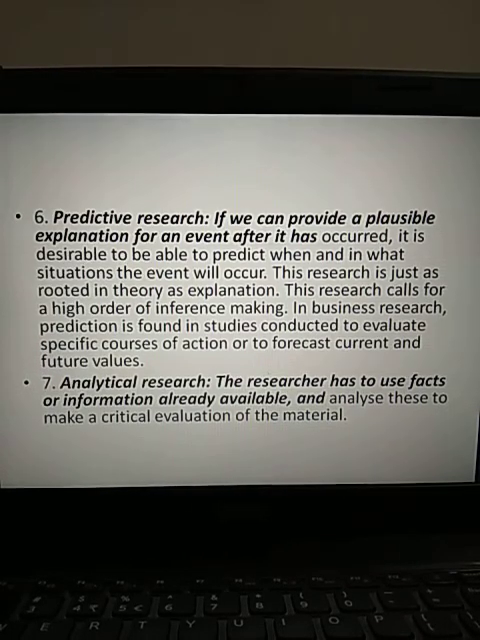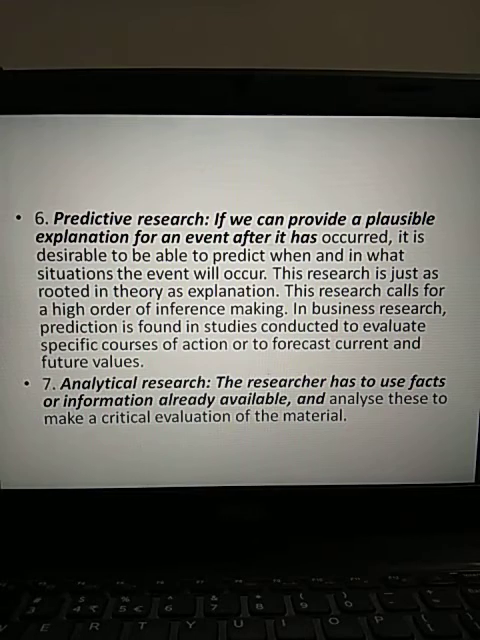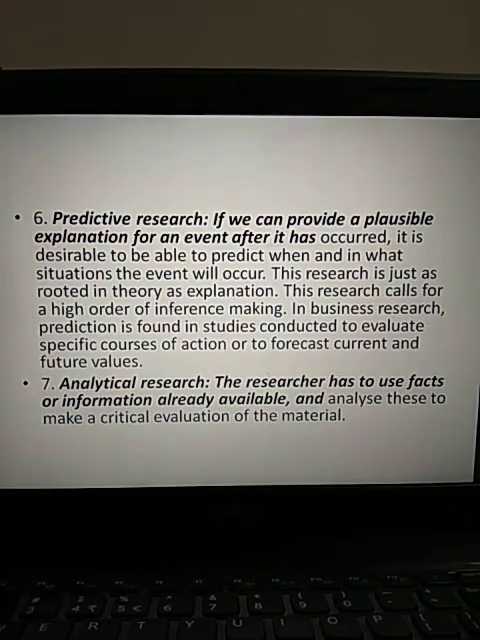So, predictive research. The name itself indicates that through historical data, we are going to predict the future. If you can provide a plausible explanation for an event after it has occurred, it is desirable to be able to predict when and in what situation the event will occur. This research is just as grounded in theory as explanation. This research calls for a high order of inference making.